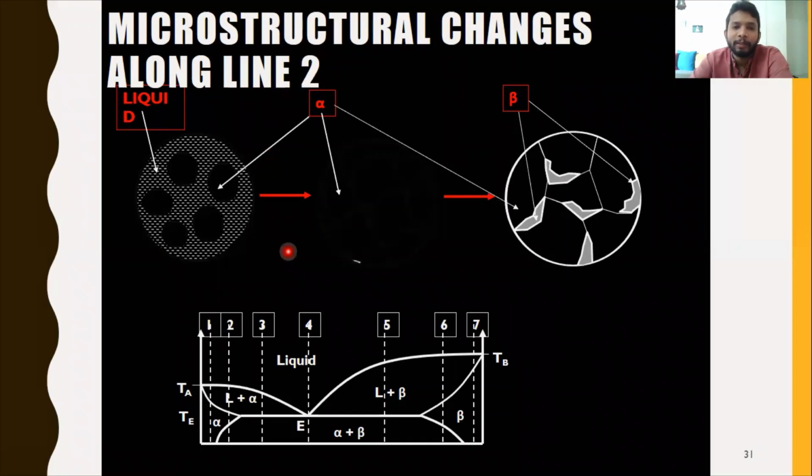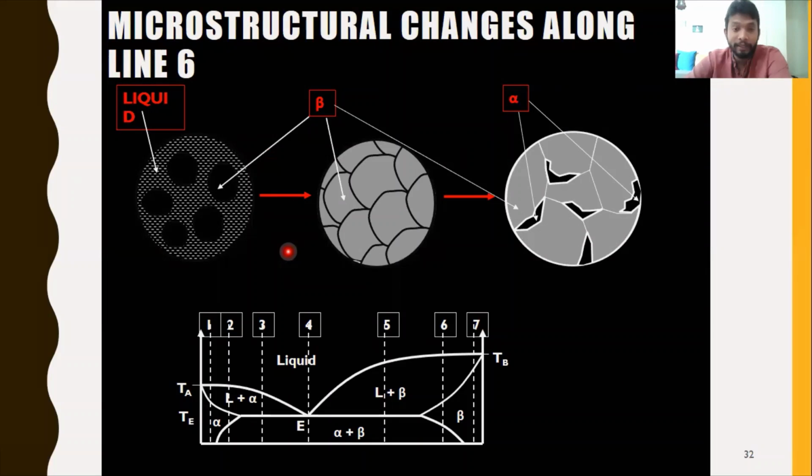So what has happened here? It seems quite unclear here, but let me show you. Let me come to line 6, the same thing in another way. In this liquid, there are 4 circles. First it is liquid, then it becomes liquid and beta, then it becomes totally beta here, that is this structure, totally beta here.